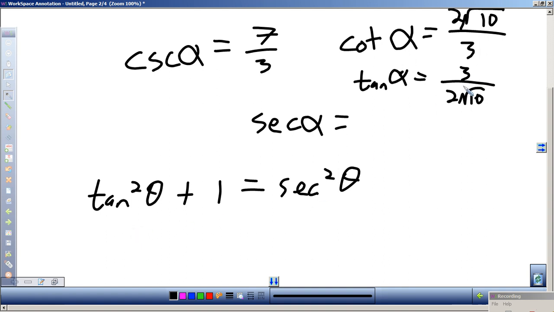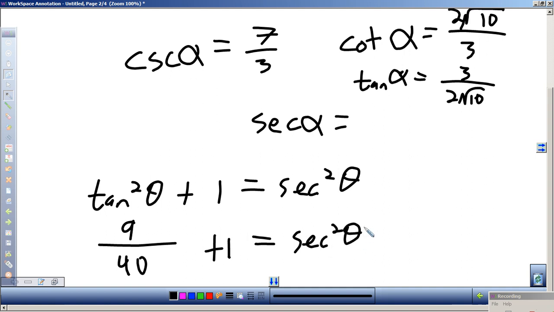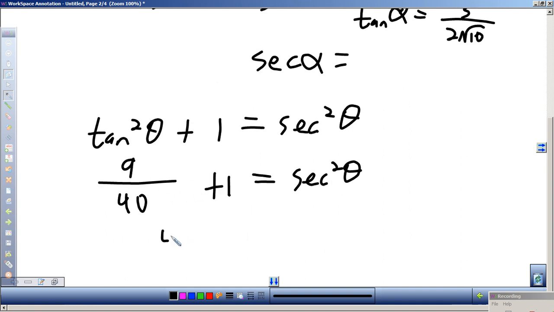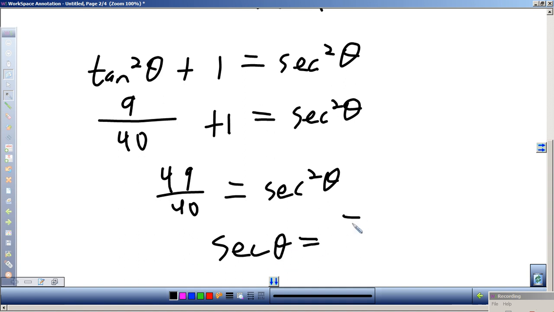What is this squared? Okay, what's the top? Squared. 9. What's 2 squared? What's root 10 squared? So what? Yeah. 40 plus 1 equals secant squared theta. Where's 49 over 40 coming from? Oh, from these two added together? Okay. So 49 over 40 equals secant squared theta. So secant theta equals 7 over 2 square root 10. That's what we started with, is 2 root 10. Wait, how did you make that? Okay, square root both sides.